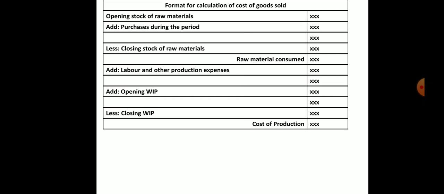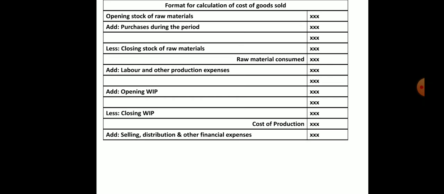So this is a total. If you deduct that, you will get the total cost of production, how much cost you have spent for producing that product. Next you have to add selling, distribution and other financial expenses. Closing work in progress means the product has been completed, that is, you have produced that product.